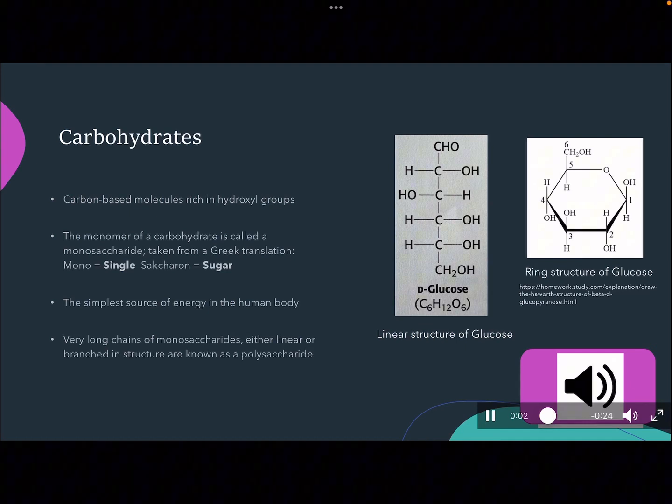Carbohydrates are carbon-based molecules that are rich in hydroxyl groups, carbon, hydrogen and oxygen, hence the name carbohydrate. Carbohydrates are stored in the human body as glycogen to be used as a short-term energy source. Carbohydrates include simple sugars such as glucose and fructose. These are the monomers of the carbohydrate and are referred to as a monosaccharide. The word comes from a Greek translation, monos meaning single, and saccharon meaning sugar, giving us the word single sugar.